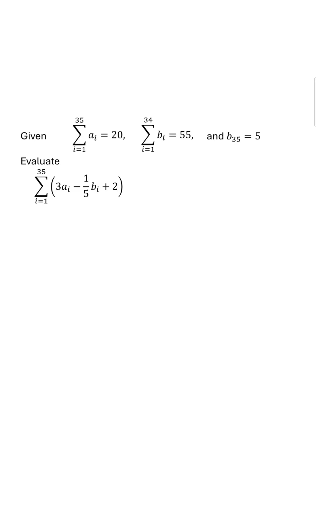Given the following information, evaluate the summation from i equals 1 to 35 of 3a sub i minus 1/5 b sub i plus 2. There's a summation property that states that the summation of two sequences being added together is the same as the summation of one sequence plus the summation of the other sequence. Using this, we can break this down to summation i equals 1 to 35 of 3a sub i plus summation i equals 1 to 35 of negative 1/5 b sub i plus summation i equals 1 to 35 of 2.